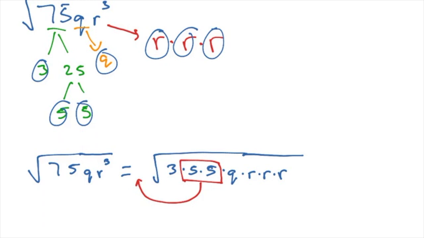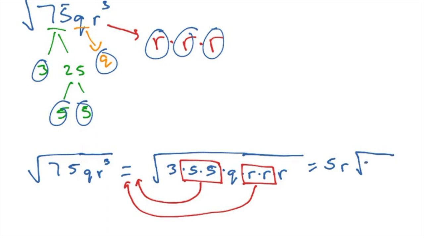Q's, there's no pair of q's, but there is a pair of r's right here. So I'm going to take out one pair of r's and take it outside, and this last r will be left alone. So if I simplify it further, what's going to be my answer? A 5 comes out, and then one r comes out, and then the square root of what's left on the inside, a 3, a q, and one r. And guess what? That is your answer. Hopefully nothing too complicated, and hopefully you guys like this.